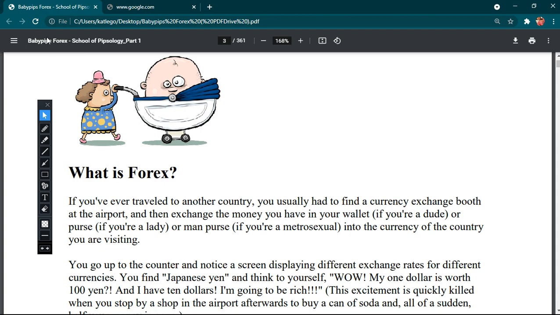As you see, this is Baby Pips. I didn't rename this thing. The good thing about it is that they also give illustrations, so it's easy for you to read.